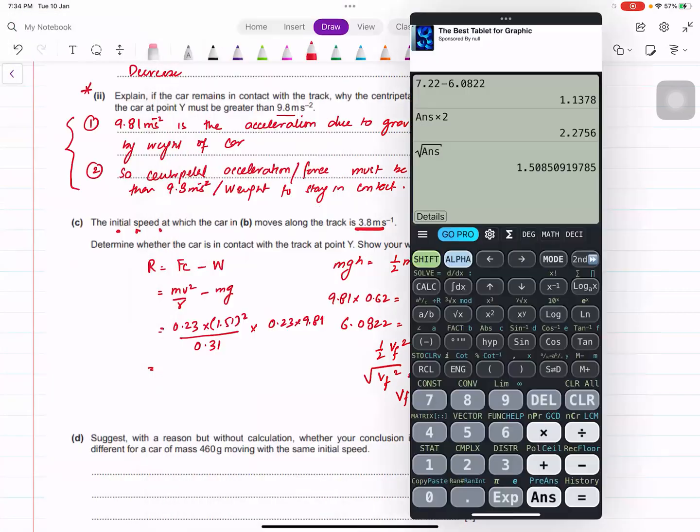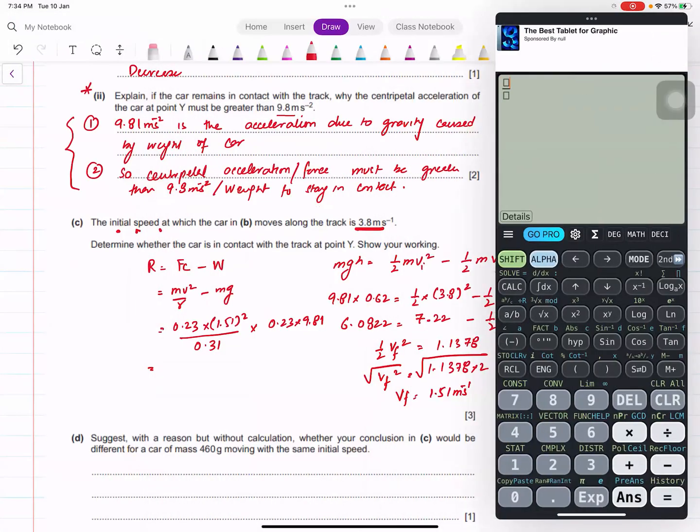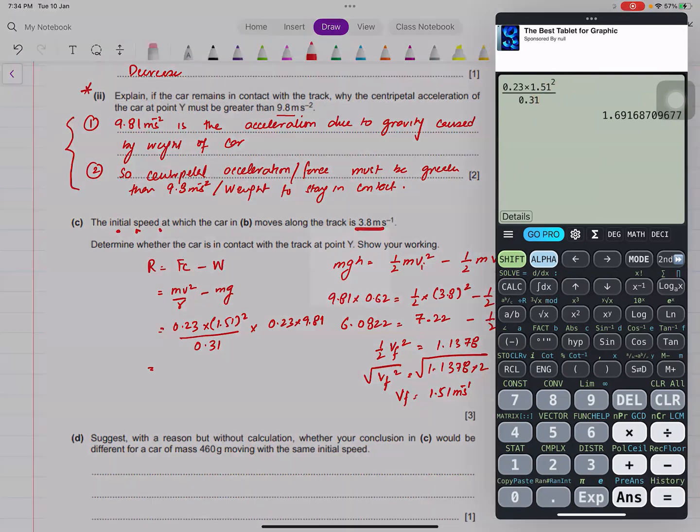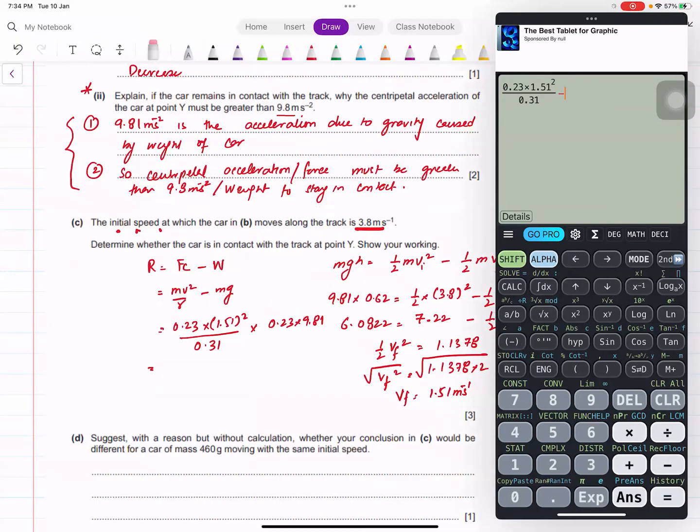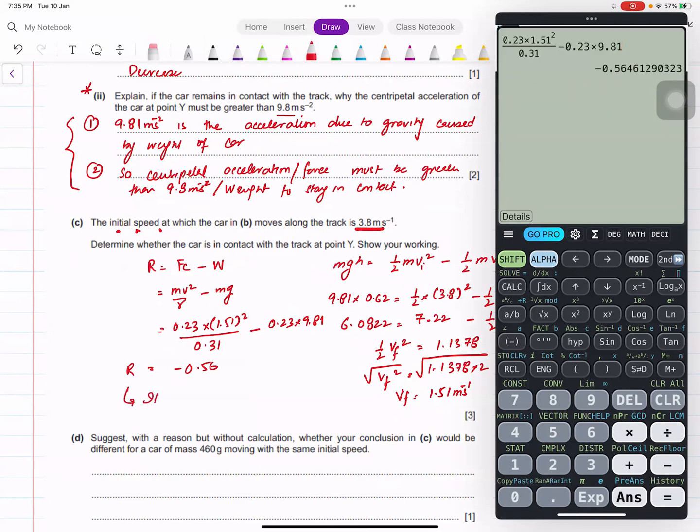So then it's gonna be 0.23 times 1.51 square divided by 0.31, and oopsie, minus, it should be minus 0.23 times 9.81. Now, yes, the answer is minus 0.56. Yes. Now, because the reaction is in minus, it means it will not stay in contact. Yes. The reason, because FC is now less than the weight.